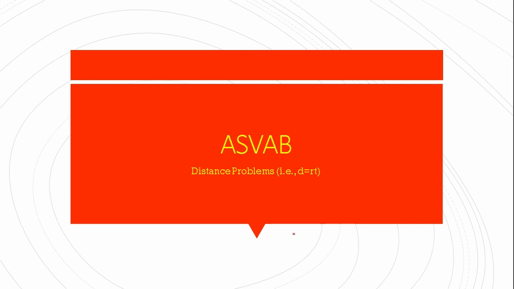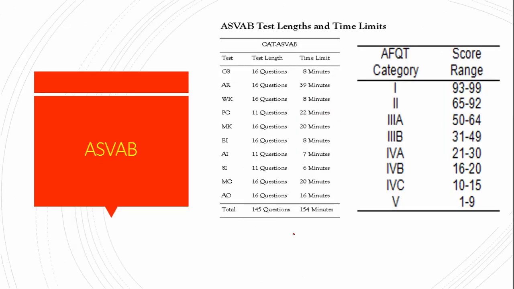In this video I'm going to be discussing distance problems, that is D equals RT problems, which have a very high likelihood of appearing on the ASVAB. Before I do that, I just want to take a few minutes to discuss the ASVAB itself.